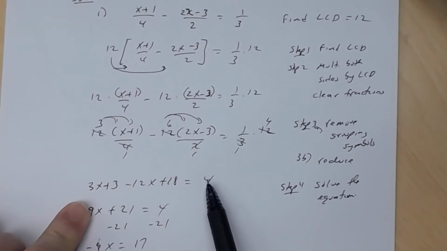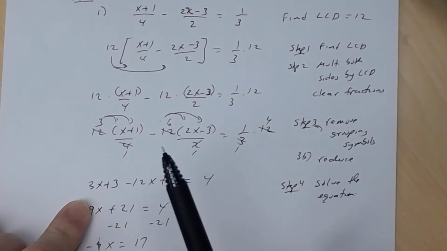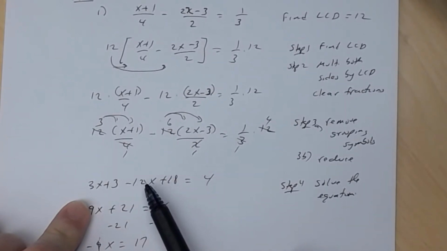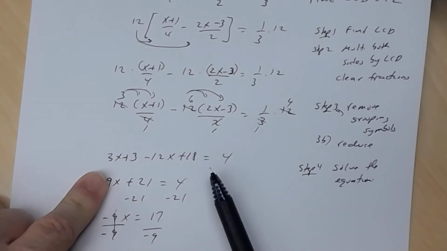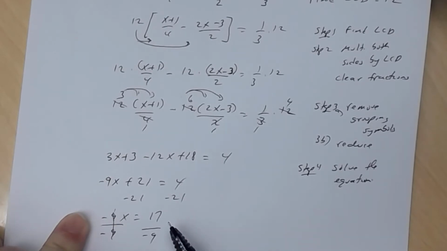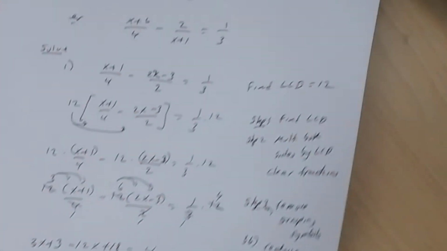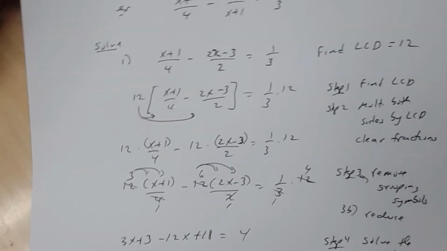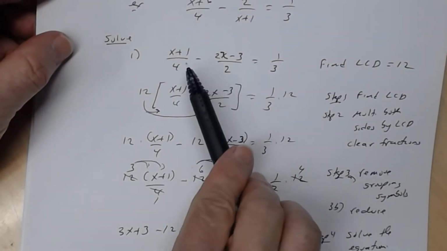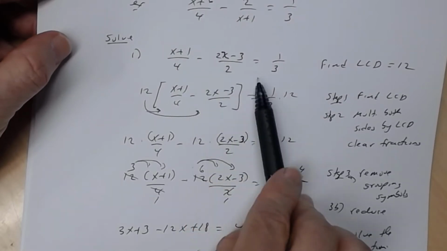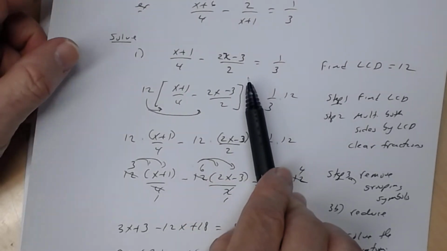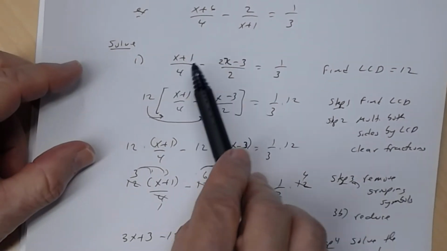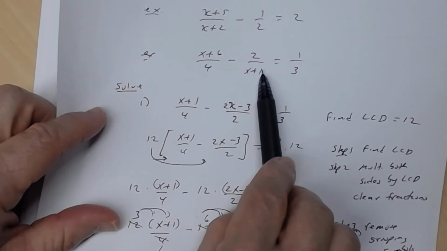And then you end up with a linear equation. For this lesson, all these are going to be linear equations. You solve the linear equation, you found your solution. So the solution is negative 17/9. Okay, number 2. We're going to do another one with the denominators being numbers, and then we'll look at denominators that involve variable expressions.